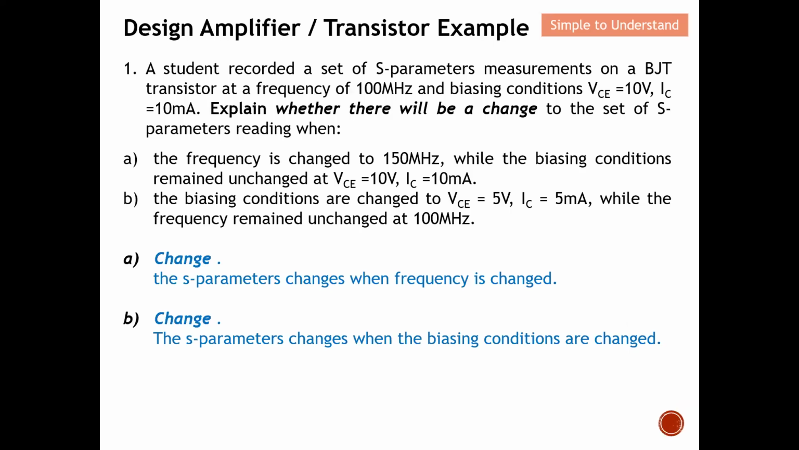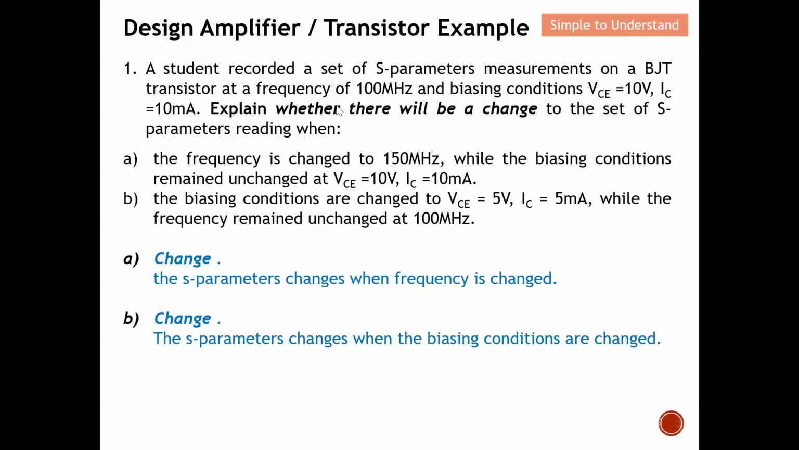Let's quickly take a look at the questions. There are altogether 3 questions to show you how you can design an amplifier and also a transistor so as to ensure that they remain stable. Coming to the first question here, a student records a set of S parameters measurement on a BJT transistor at a frequency of 100 megahertz, and the biasing condition is shown over here. VCE equals 10 volt, while the current at the collector equals 10 milliampere.